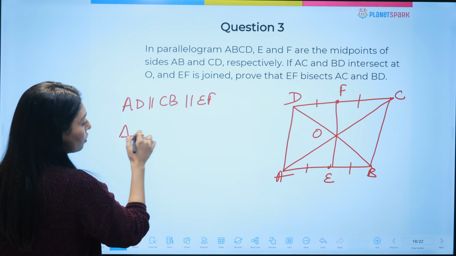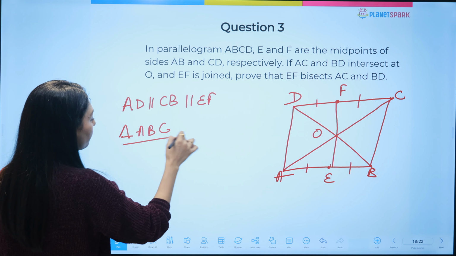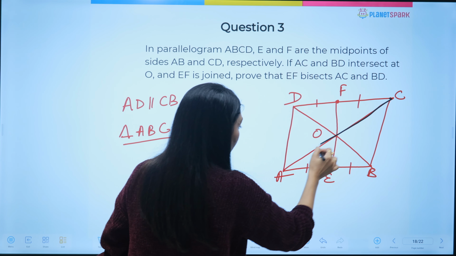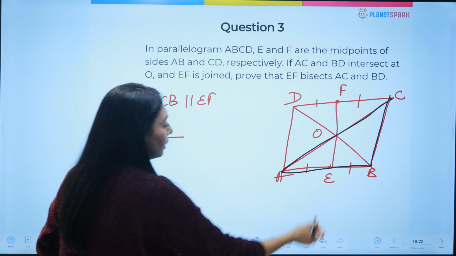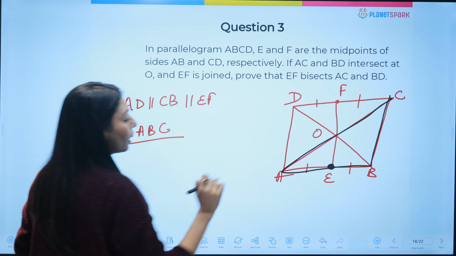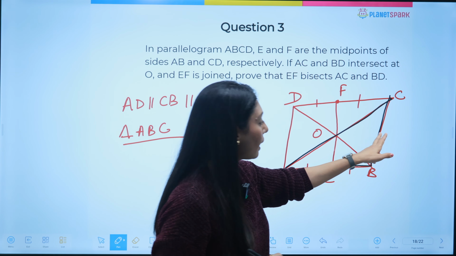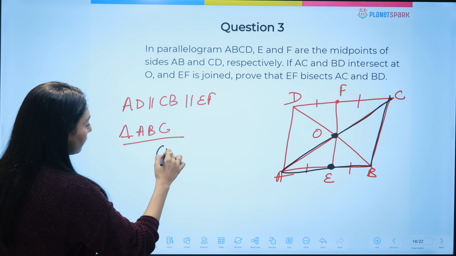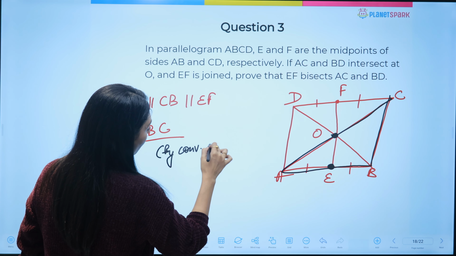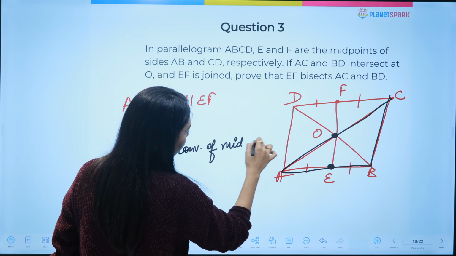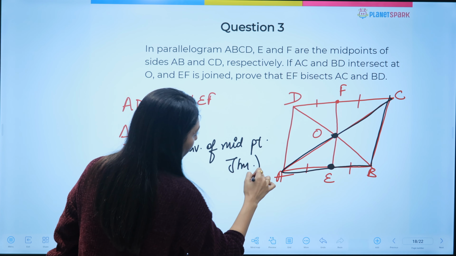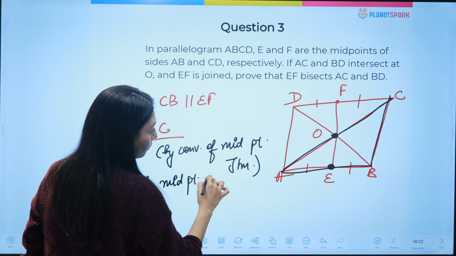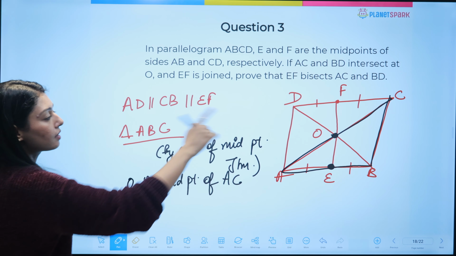Now look at this triangle. Triangle ABC. Okay, let me highlight this for you. This is the triangle we are talking about. Now in this triangle, E is the midpoint that is given and these two are parallel. So if we have one midpoint and the sides are parallel, we can say this will also be a midpoint here. Yes, everybody. By converse of midpoint theorem. Right? So I can say O is the midpoint of AC. Right? So I can say AO is equal to OC.